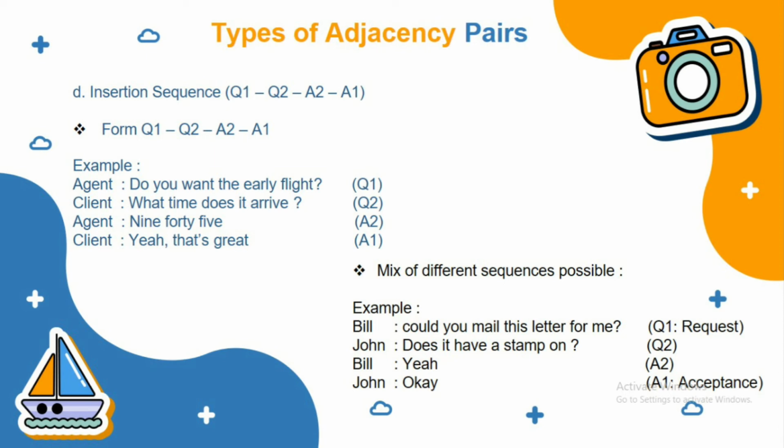And then a mix of different sequences is possible. For example, Bill: could you mail this letter for me? As key 1. John: does it have a stamp on? As key 2. And then Bill: yeah, as A2. John: okay, as A1.